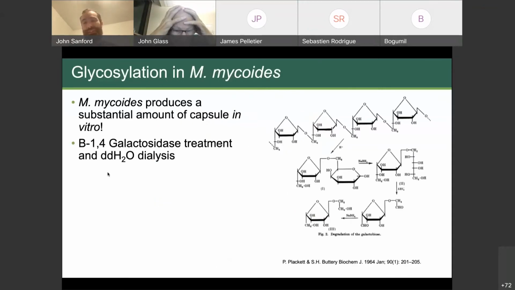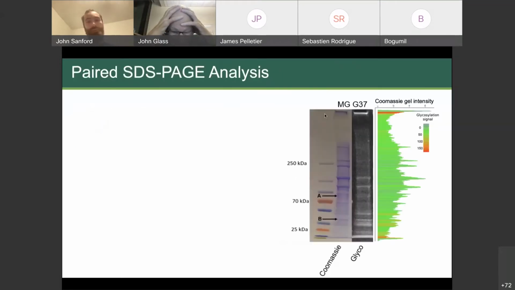Of course, one thing we quickly realized when we work with M. mycoides, specifically the GM12 wild type or Syn1, is that if you look through some of the old Mycoplasma mycoides literature, it produces a very substantial amount of a 1,4-galactan, which, as you can see, has quite a few vicinal hydroxyl groups on it. So we realized pretty early on that we need to treat these samples with galactosidase and do dialysis with them.